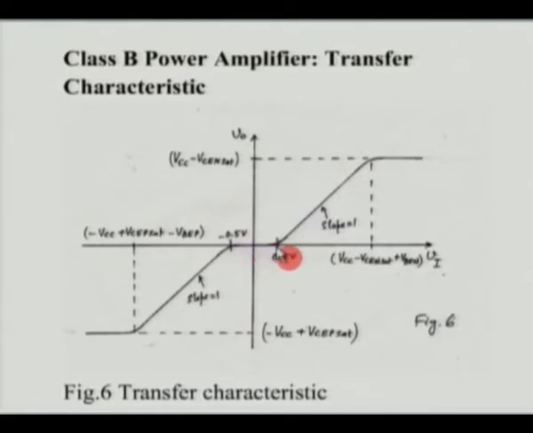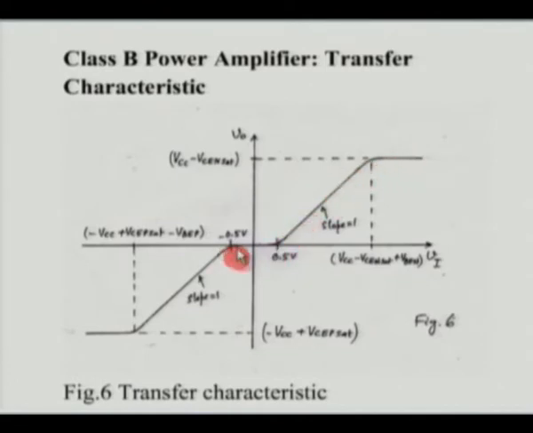Once the input goes above plus 0.5, the current starts flowing, the NPN transistor conducts, and then you have an emitter follower with a slope of unity. And then at the upper end we know that it cannot go beyond VCC minus VC sat, because it will go into saturation. So that is the upper limit.